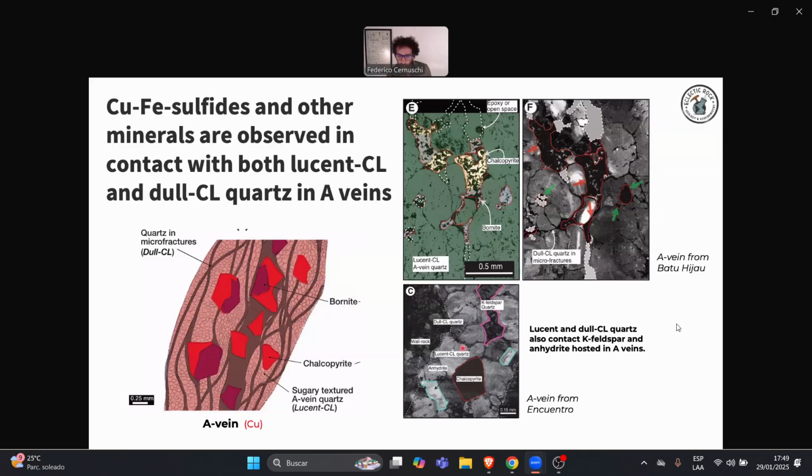And more interesting, we see that other minerals that are inside the A veins, like anhydrite and K feldspar, are also in contact with the dark CL quartz. And in some cases, the dark CL quartz completely surrounds these minerals. So we think that's evidence that sulfides, anhydrite, and K feldspar were all here, and then the dark CL quartz precipitated along those fractures.